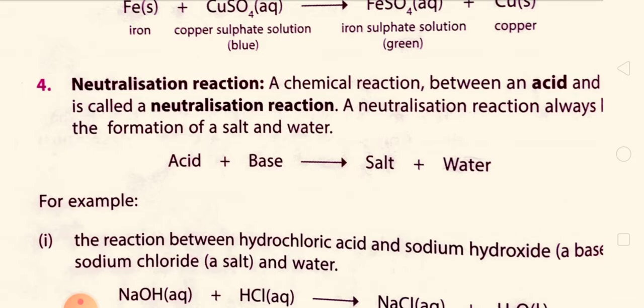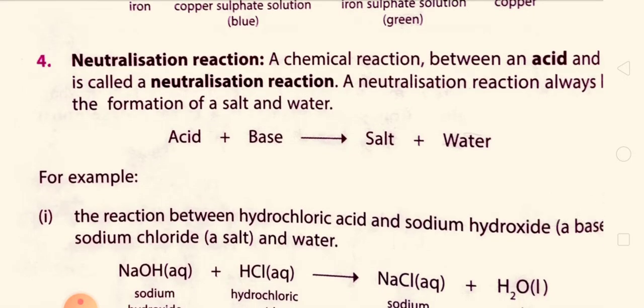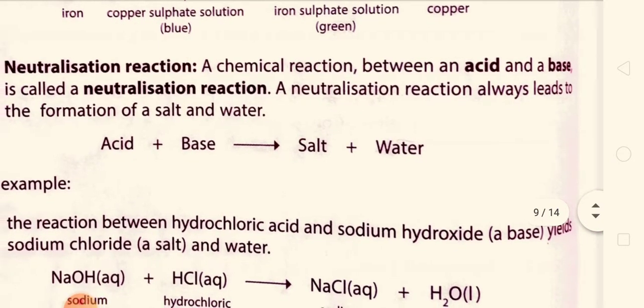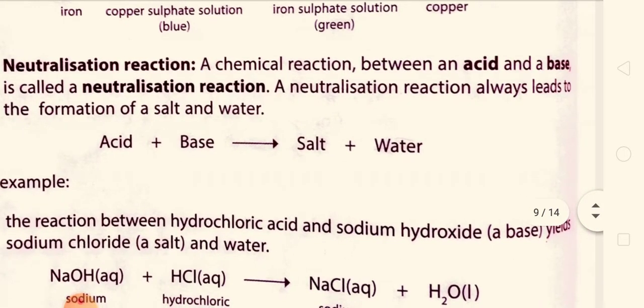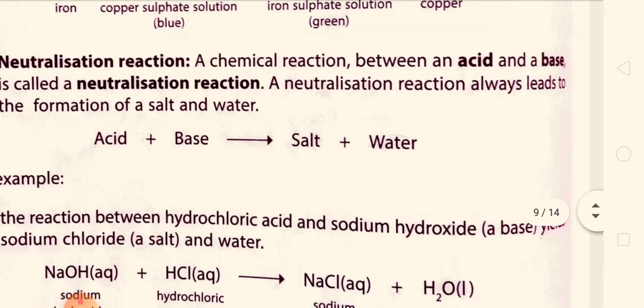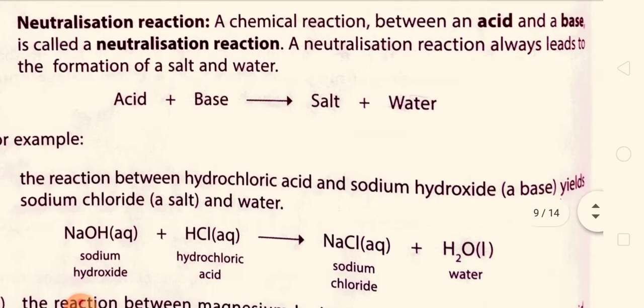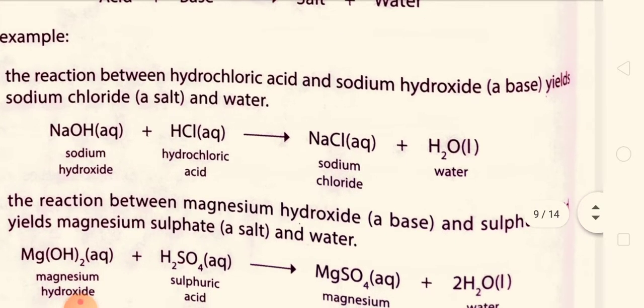Just read the definition. Neutralization reaction: a chemical reaction between an acid and a base is called a neutralization reaction. Look here, a chemical reaction between an acid and a base is called a neutralization reaction, isn't it? Now look at the next line. A neutralization reaction always leads to the formation of salt and water. What happens during a neutralization reaction? Always forms salt and water, isn't it? This is one more example given here of a neutralization reaction.